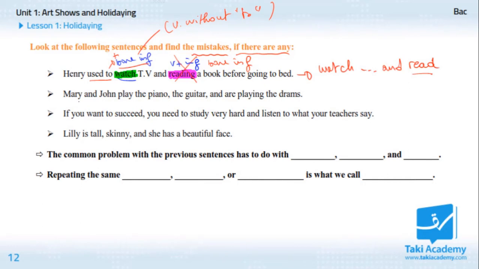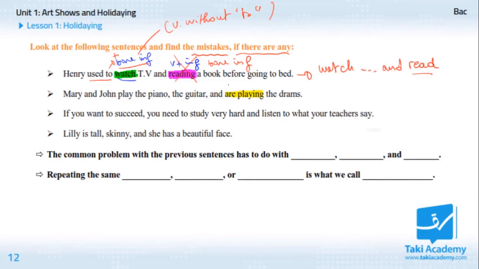Okay, now we move on to the second sentence. Mary and John play the piano, the guitar, and are playing the drums. Is there a problem first? Yes, there is. And where is it? Can you locate the problem? Can you find the problem? Again, there it is. Are playing.